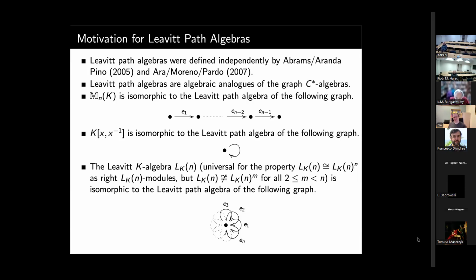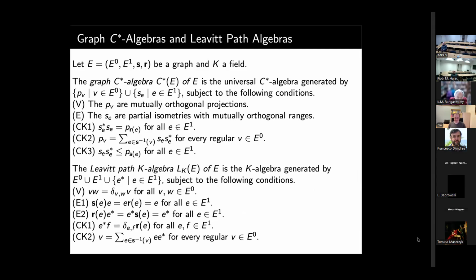And notice some of the same graphs come up here as they did in the C-star algebra case, but they give you slightly different things, and they have a somewhat different history in the ring theory literature. All right, so that was graph C-star algebras and Leavitt path algebras.